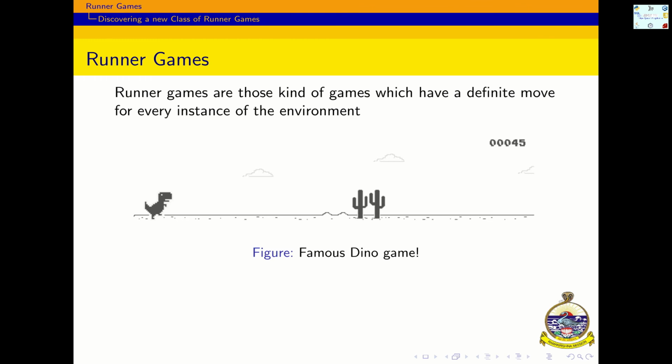So this is the picture of the famous dino game. It can remain stationary or have to jump. So by feeding the DNN with a lot of images, it will find a pattern that the closer this dino is to this cactus, the higher the chance for the dino to jump. So it can find this pattern by itself.